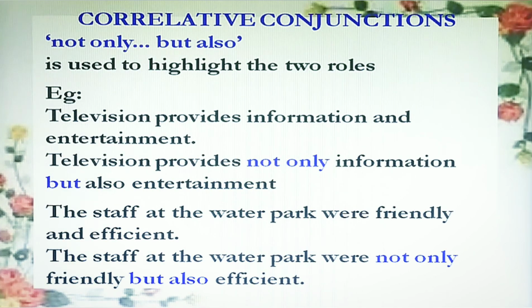Now we'll see about not only but also. Not only but also is used to highlight the two roles. Television provides information and entertainment can be written using a correlative conjunction. Television provides not only information but also entertainment. The staff at the water park were friendly and efficient can be written as: the staff at the water park were not only friendly but also efficient.